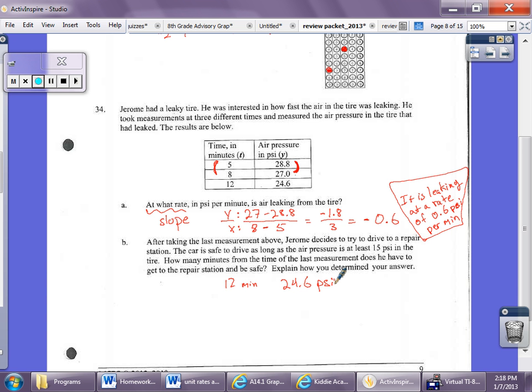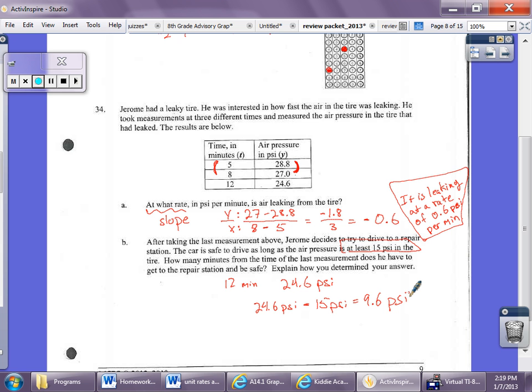So we know that the air is going out at a rate of 0.6 psi per minute. So what we need to do here is find out how much longer he can drive on it. Well, we're at 24.6 psi, and we know that in the problem it has to be at least 15. So if we're at 24.6 psi, and we subtract our 15 psi, because we can't go below that, this gives us 9.6 psi.